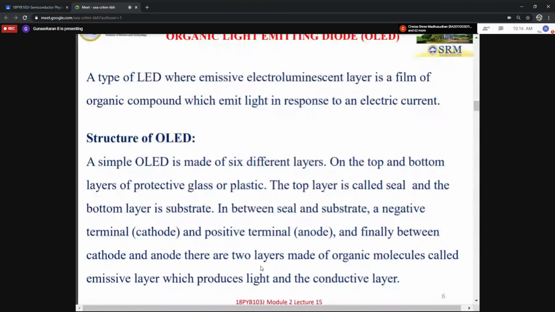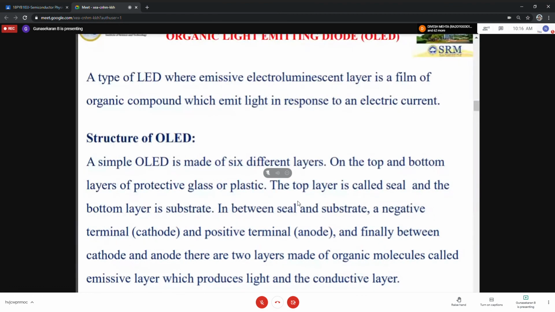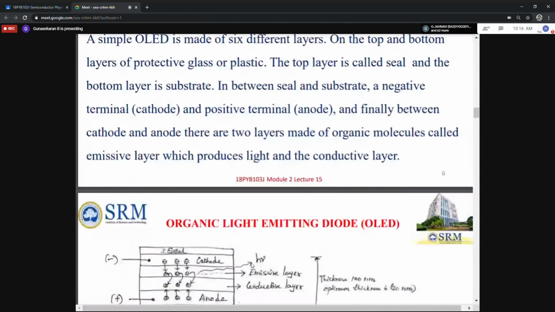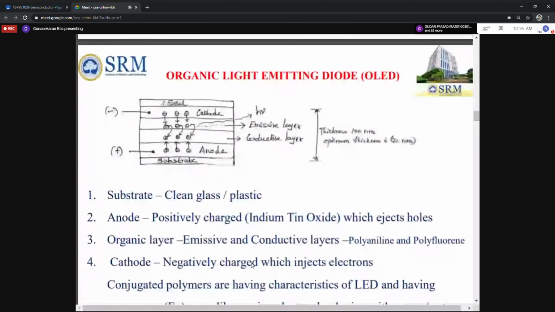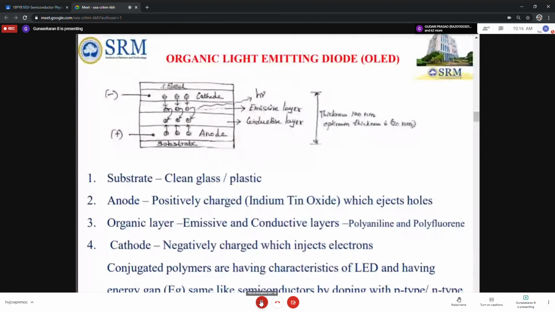The electron and hole recombination takes place in between these 2 layers. I will explain one by one. First, you will see the basic structure of an OLED. An OLED consists of 6 layers. I will show the diagram. See whether the diagram is visible for you. Please check. Yes, there are 6 layers here.